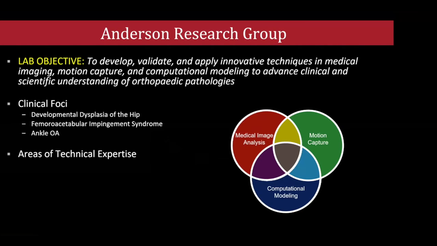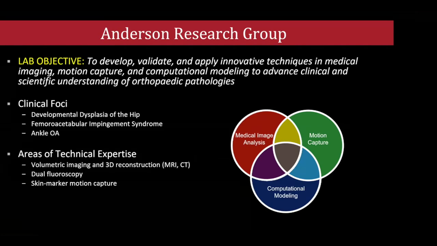Our areas of technical expertise include biplane imaging, dual-fluoroscopy, skin marker motion capture, statistical shape modeling, finite element analysis, and muscle modeling. So we use a lot of different techniques in the lab to study pathoanatomy as well as osteoarthritis. One thrust has been looking at hip pathoanatomy and its relationship to osteoarthritis.